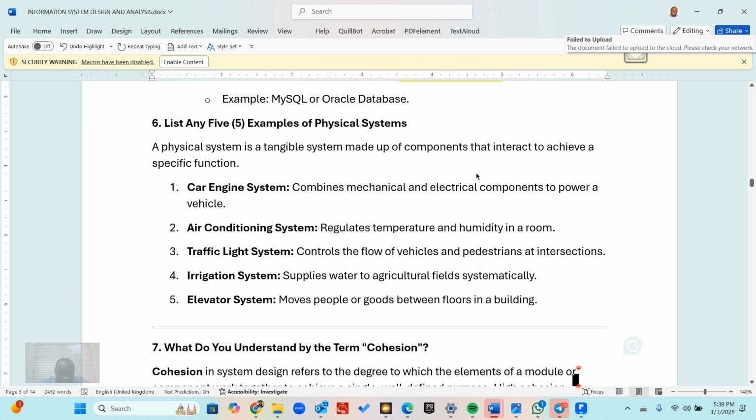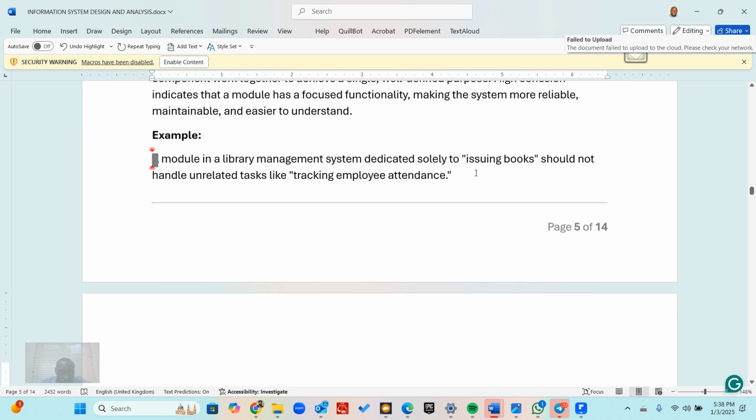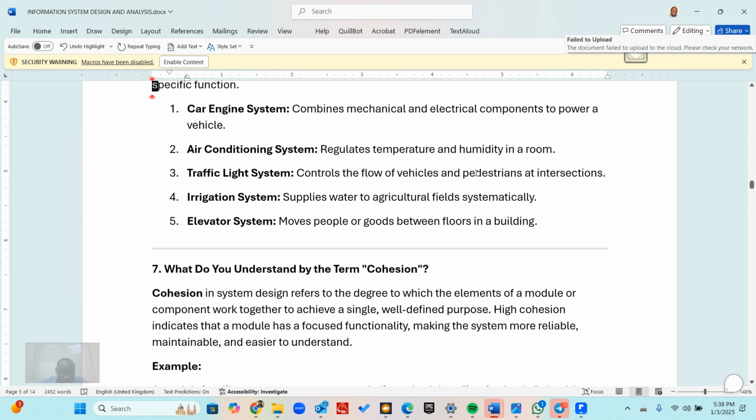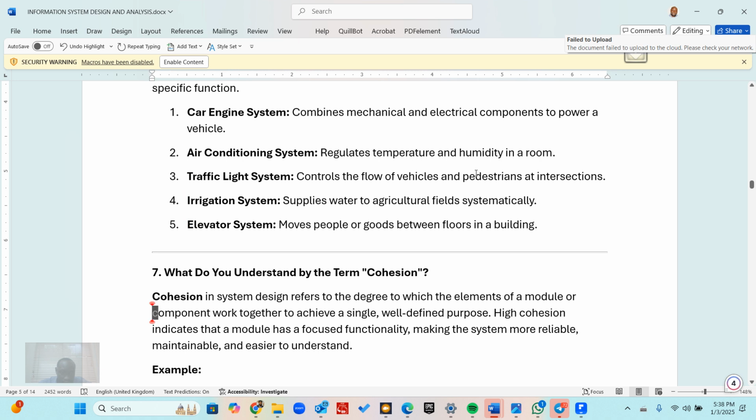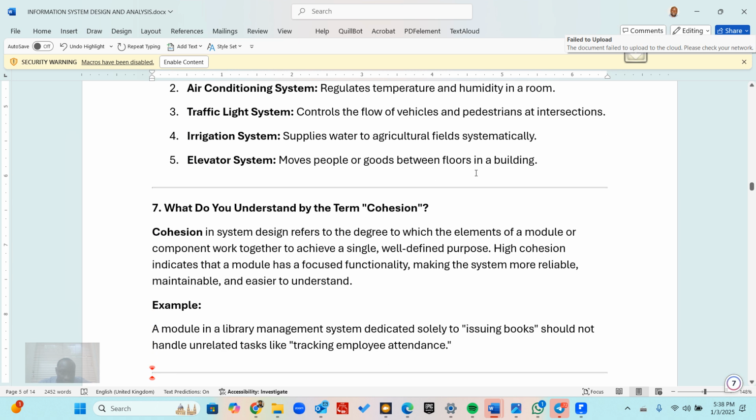So we are moving down to question 7 now. What do you understand by the term cohesion? Cohesion in system design refers to the degree to which elements of a module or component work together to achieve a single and well-defined purpose.